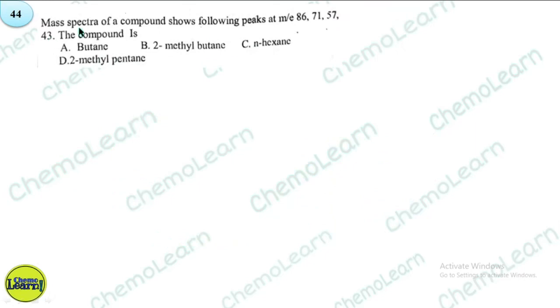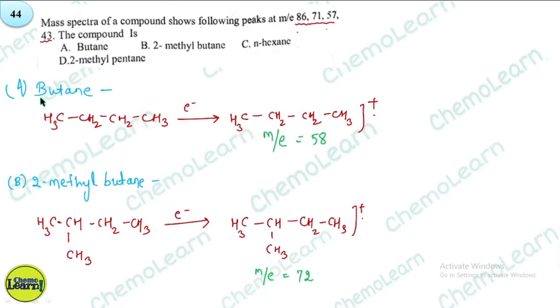Question number 44. Mass spectra of a compound shows the following peaks at M/E: 86, 71, 57, 43. The compound is butane or 2-methyl butane or n-hexane or 2-methyl pentane. The first option has butane, and butane has its molecular ion peak at 58. So it cannot possess 86 and 71. So it is discarded. 2-methyl butane also has its highest molecular ion peak at 72. It cannot possess 86. So it is also discarded.